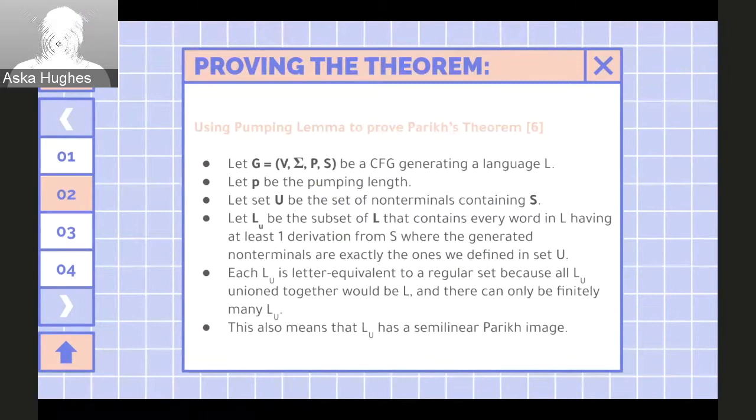Here's some setup for the theorem, the proof itself. We have a CFG generating a language L. P is the pumping length. Set U is going to be the set of non-terminals containing S. L sub U is going to be the subset of L that contains every word in L having at least one derivation from S where the generated non-terminals are exactly the ones we defined in set U. And each L sub U is letter equivalent to a regular set because all L sub U union together would be L, and there can be only finitely many L sub U. This also means that L sub U has a semilinear Parikh image.